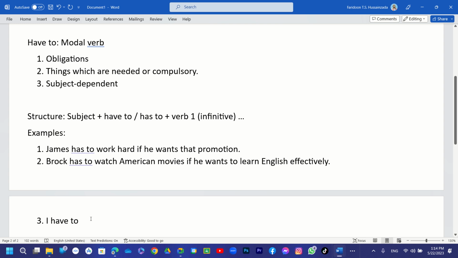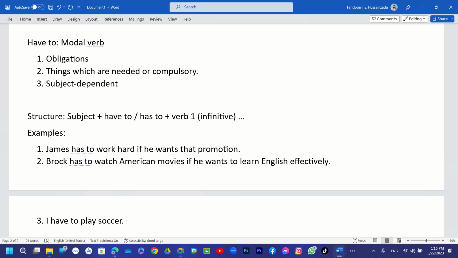Anyone? Come on. I have to... I have to play what? Let's go with soccer, okay? I have to play soccer. Now, I'm not sure why you have to play soccer, but you know, it is an example.